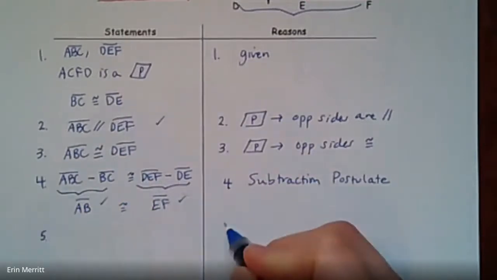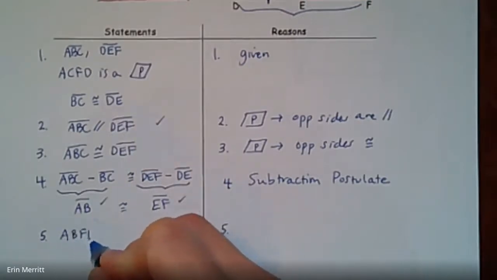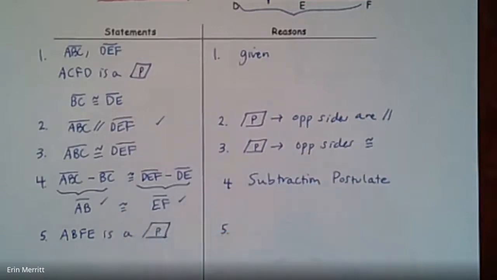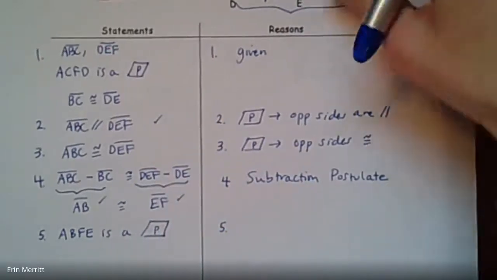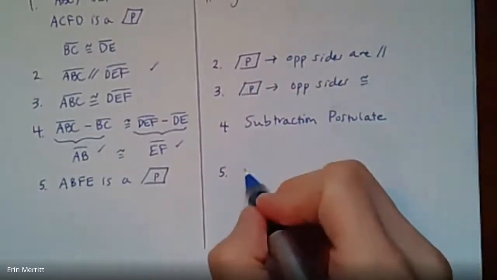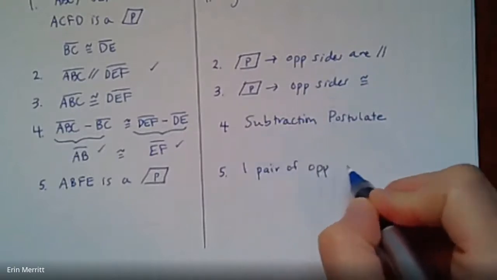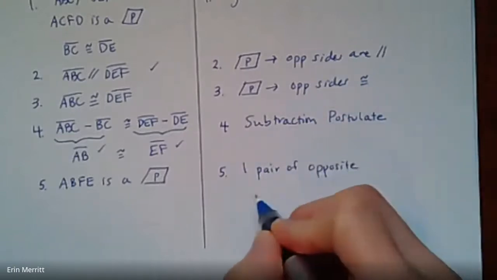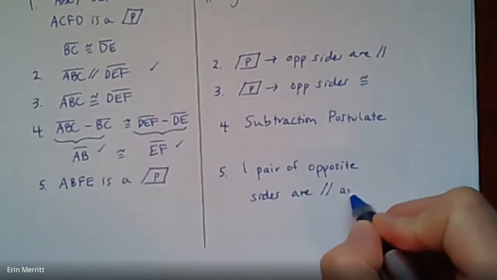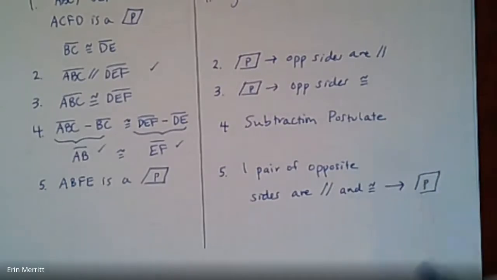So we can actually go right to step 5 and say that A, B, F, E is, you guys can hear Teddy, a parallelogram. He's excited about this. He's like, you did it, yay. And that is because one pair of opposite sides are parallel and congruent. That's going to give me a parallelogram.